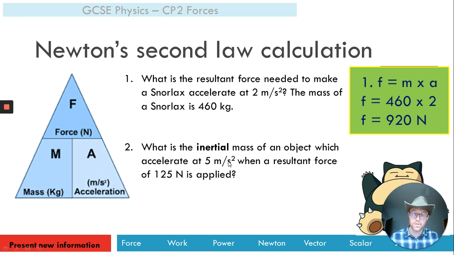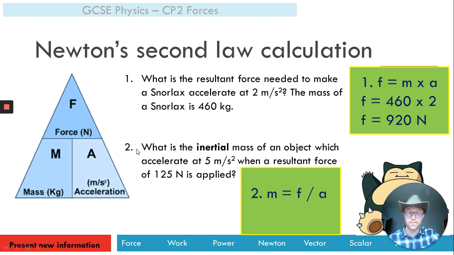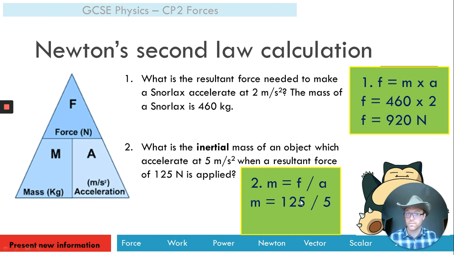Question 2. What is the inertial mass of an object which accelerates at 5 meters per second squared when a resultant force of 125 newtons is applied? So they're asking us for the mass now, and they're giving us the acceleration and the force. Using an equation triangle, I can cover up the mass and see what I have left. Cover up mass, and I have F over A, F divided by A. So mass is going to be equal to F over A. My force is 125 newtons. My acceleration is 5 meters per second squared. And so my mass is going to be 125 divided by 5, 25 kilograms. Remember always to put the unit.